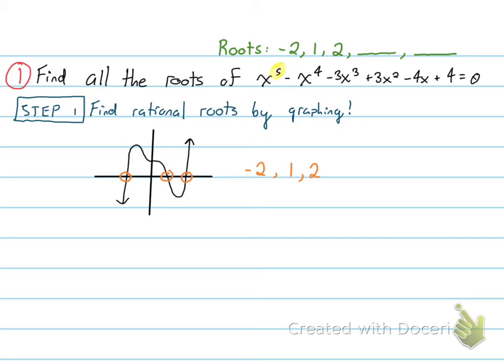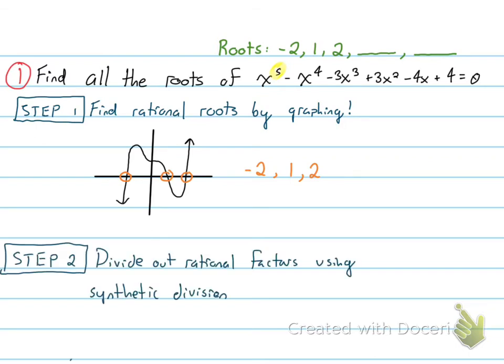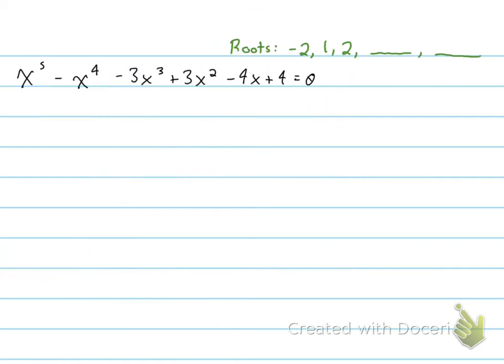How I'm going to find these is I'm going to use those rational roots, break down this equation a little bit, and then solve for x. So step 2 here is I'm going to divide out all of the rational factors using synthetic division a repeated number of times. Here I'll start by using negative 2. I'm going to write out all my coefficients, and that's how I'm going to start out my synthetic division process.